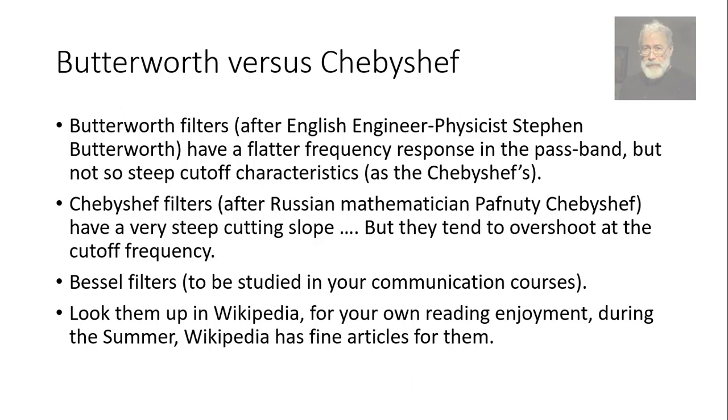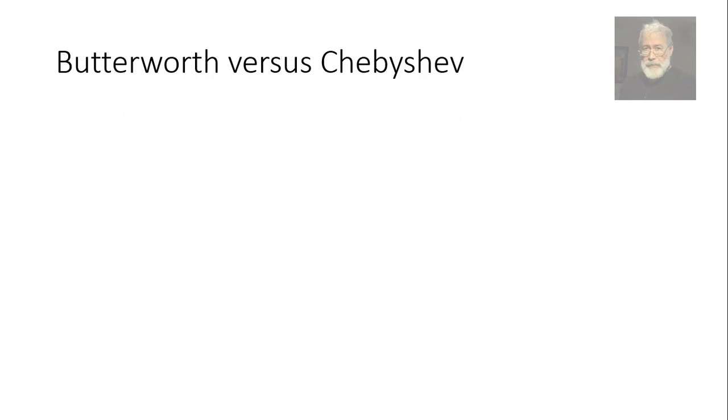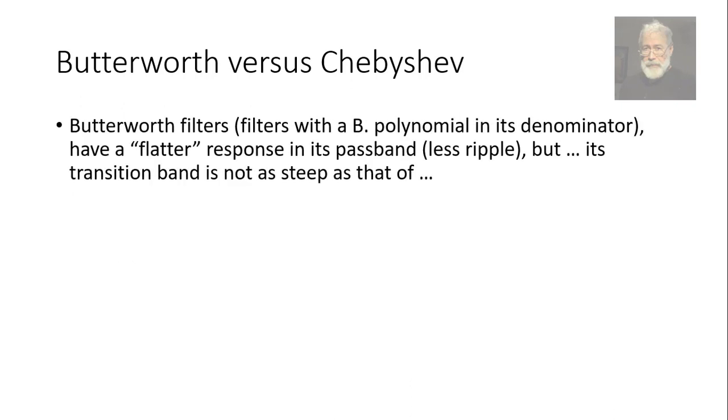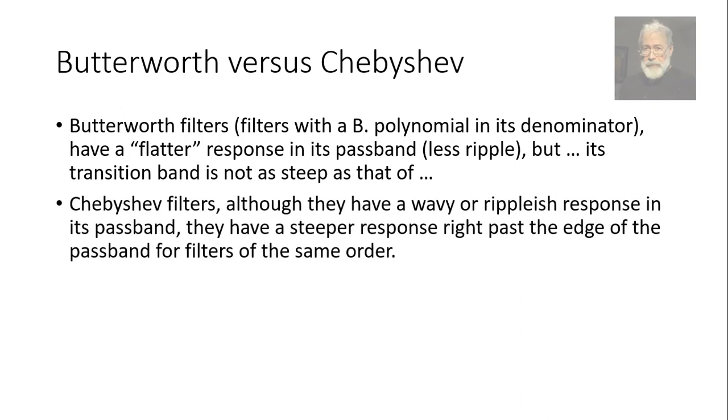Let's look them up on Wikipedia for your own reading enjoyment during the summer. I invite you. Wikipedia has fine articles on each one of them. Butterworth filters, that is filters that have a Butterworth polynomial in the denominator, have a flatter response in the passband. They have less ripple, but their transition band is not as steep as, let's say, that of the Chebyshev filter that we will not study in this video.